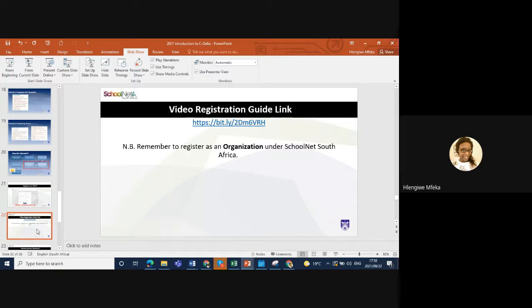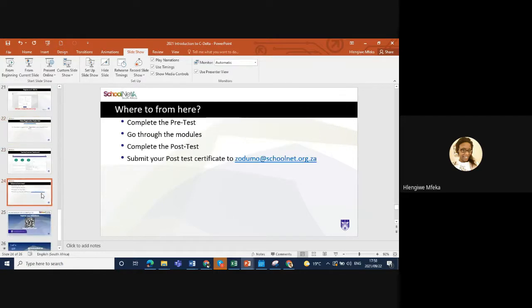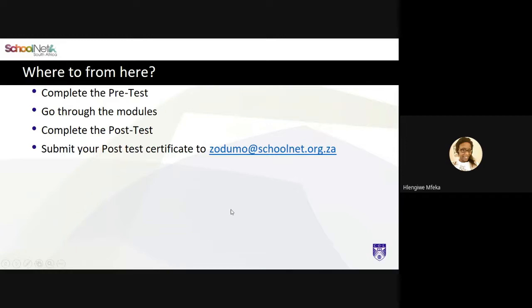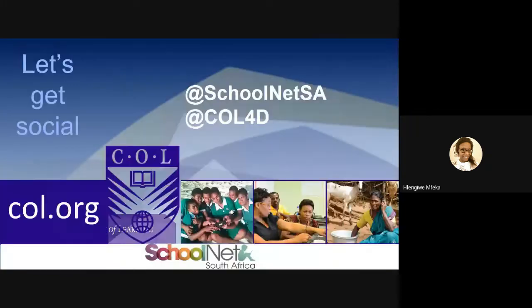This is the guide for the registration process. It's a video, the registration guide. Please take a photo of this slide so that you have that link. Should you get stuck, you are able to follow instructions through the video. Then lastly, this is the email address where you submit your post-test certificate. So do more at schoolnet.org.za. Thank you so much.